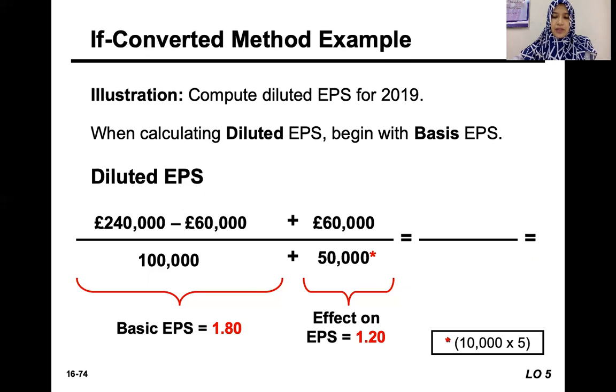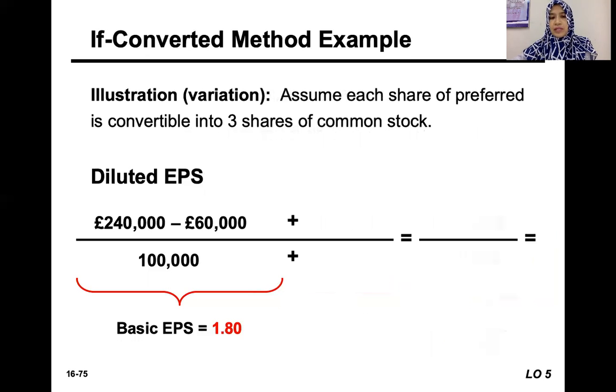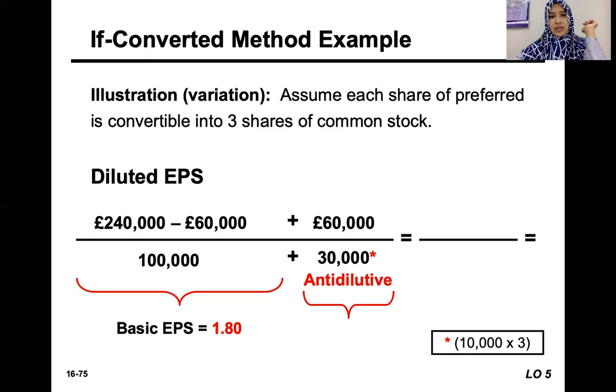So we get the effect on EPS of 1.2, and the total EPS is 1.6. So basically it is dilutive: it reduces the value of EPS from 1.8 to 1.6. Yeah? Okay.